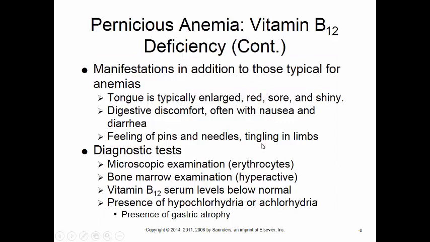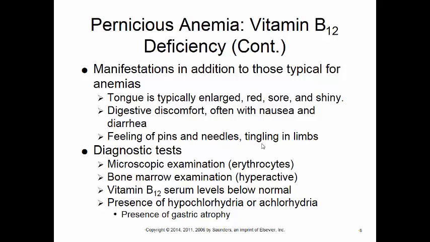Manifestations, in addition to the typical anemia symptoms. So what is extra? Well, the tongue is typically enlarged. It's red, sore, and shiny. There's usually some kind of digestive discomfort, often with nausea and diarrhea, because it does affect the digestive tract. And tingling and pins and needles in the limbs.